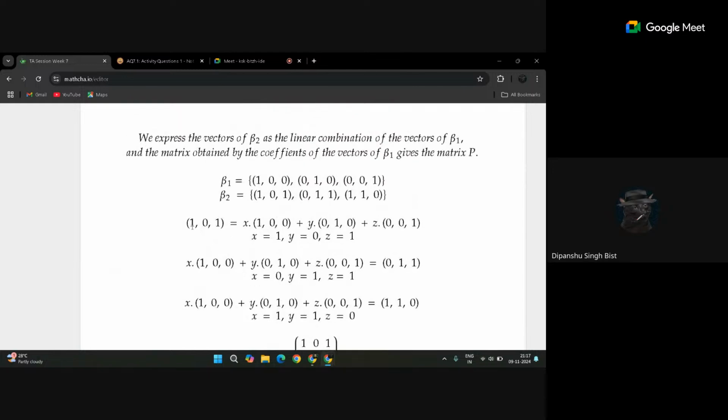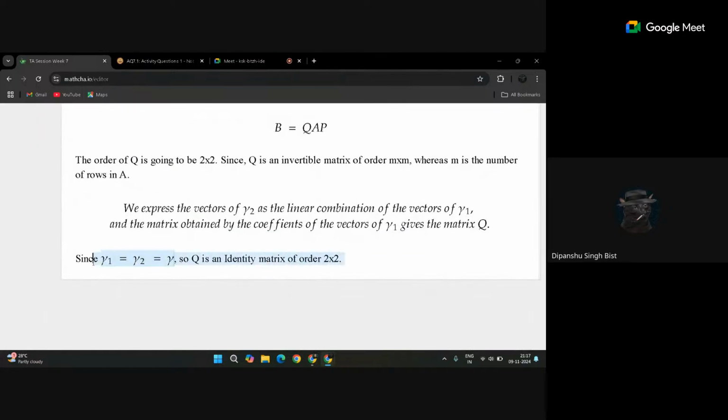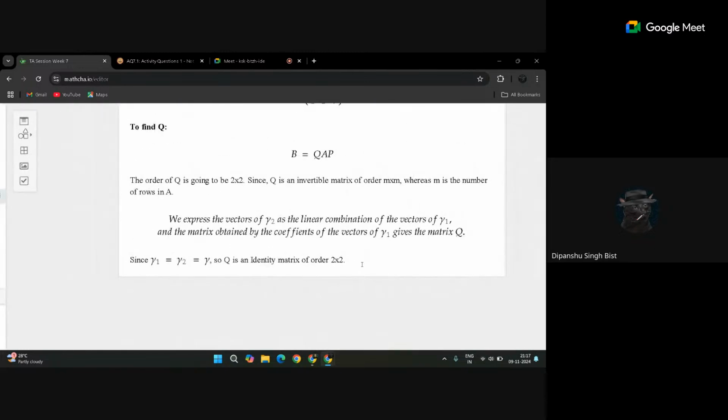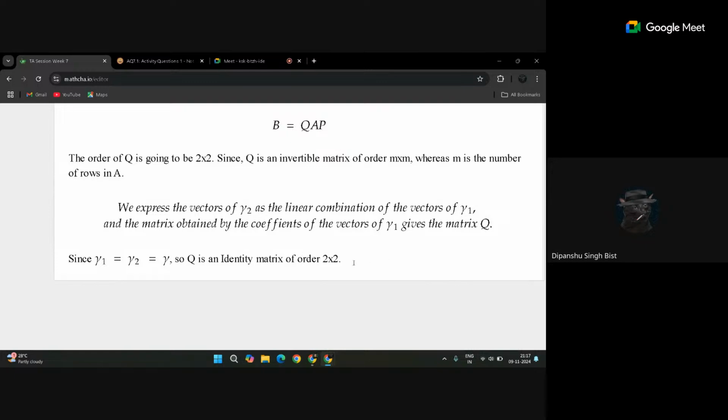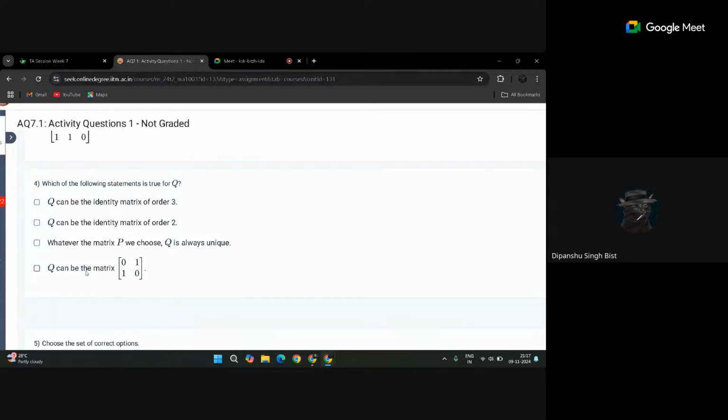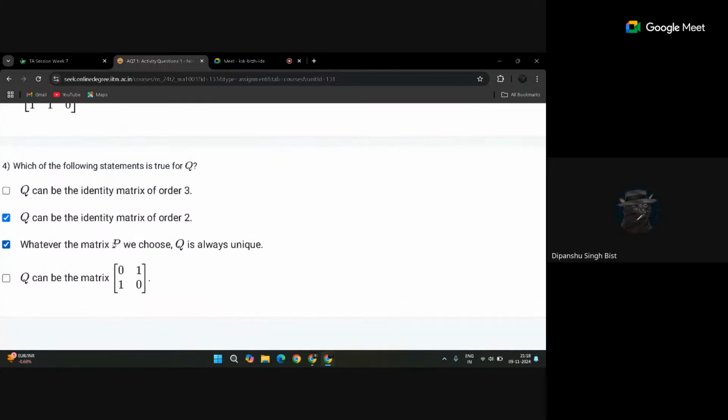How is it an identity matrix? See, if you represent, it's going to be 1 comma 0 equal to x times 1 comma 0 plus y times 0 comma 1. So first your x will be 1 and y would be 0. In the second case, you do 0 comma 1 equal to x times 1 comma 0 plus y times 0 comma 1. So your x will be 0 and y would be 1. Overall, you get an identity matrix of order 2 cross 2. You can repeat the same process for the vectors of gamma 1 and gamma 2 to check, and you will get that Q is an identity matrix of order 2 cross 2. So whatever matrices P and Q we choose, Q is always unique and can be the identity matrix of order 2.